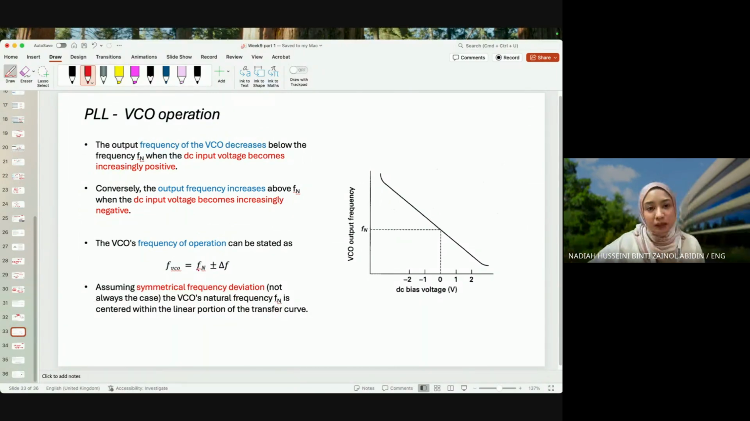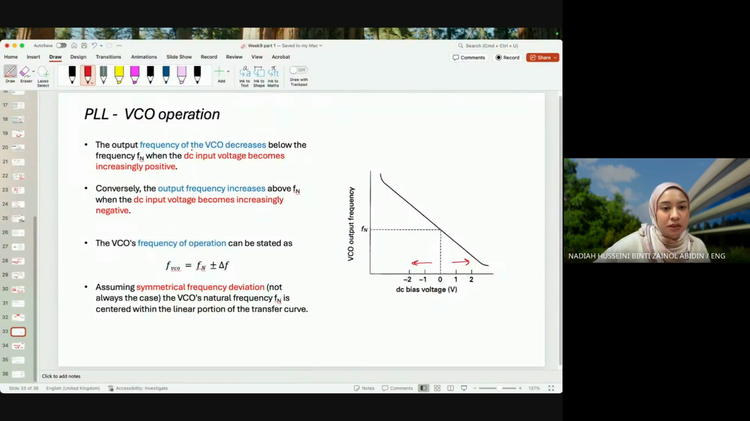Okay, let's go over this one. Last slide. Okay, so final slide, bear with me just a little bit more. So PLL VCO operation, we talked about this. We know that at 0 DC bias voltage, the VCO operates at its natural or default frequency. If we change the DC bias, the frequency also changes. Positive bias gives us a smaller frequency. Negative bias gives us a higher frequency.